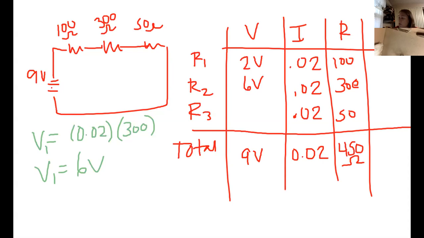So it looks like it should be 1. But let's work it out and see just in case. So this is a 50 ohm resistor, and sure enough, 50 times 0.02 is going to give us 1 volt. So that's how you fill in the missing information for Ohm's law. Now let's talk about power.